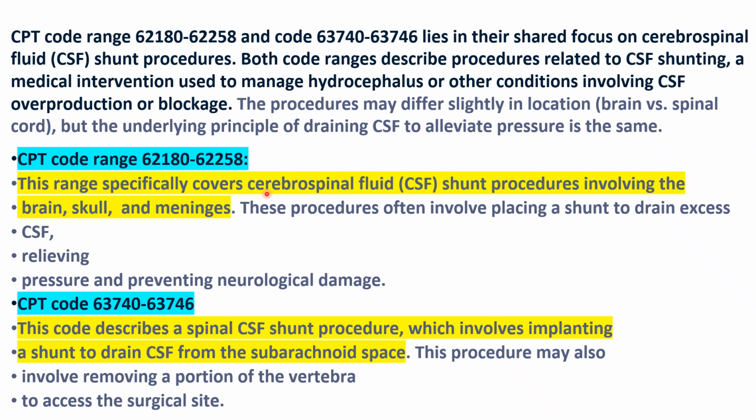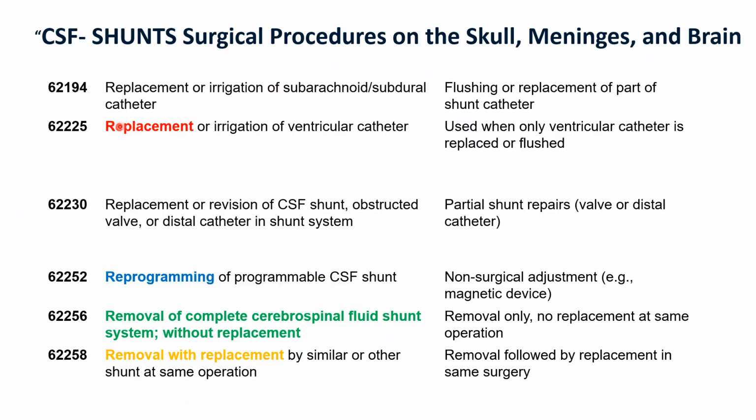And many a time we give a particular name to that particular shunt. If it is a VP shunt, we call it a ventriculoperitoneal or ventriculopleural shunt. That means from the ventricle, the fluid has been drained into the peritoneum or the pleural cavity. So pay attention to that. So these are the codes for the CSF shunt, that is mainly for the skull, meninges and the brain.